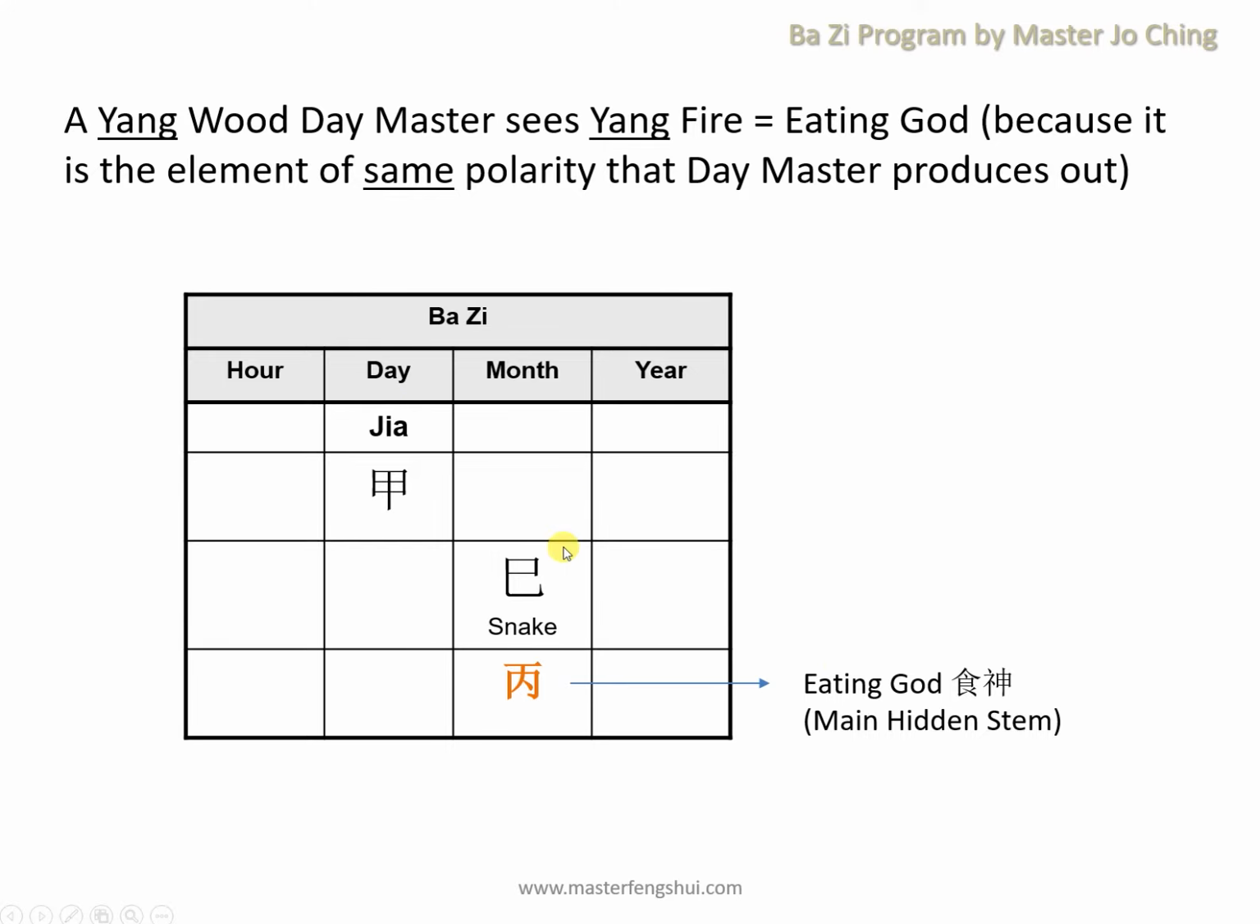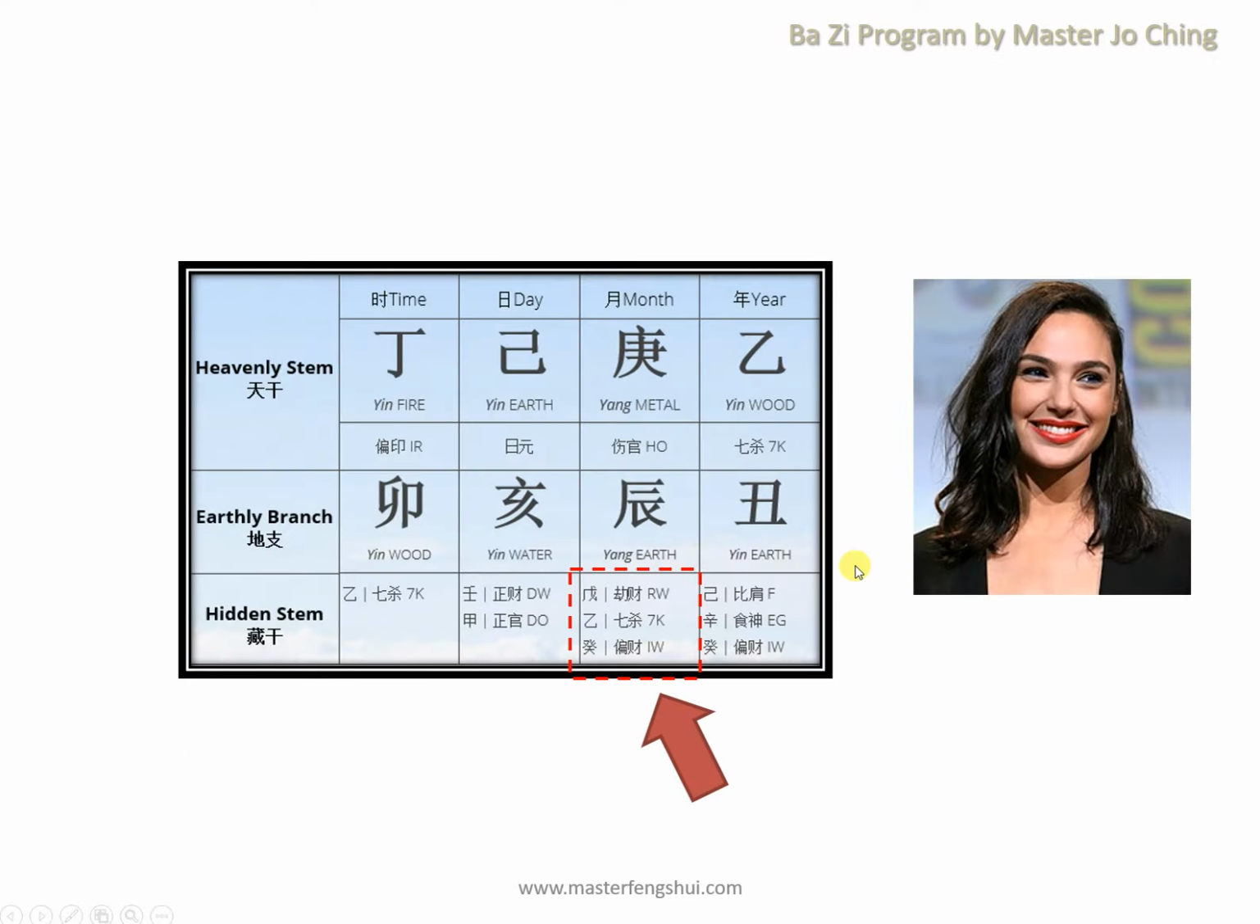So in this instance, you should label this as eating god. You should not use the branch to do the labeling. And that's a common mistake. So this is just to tell you how normally in Bazi we label the name of the 10 gods. And these are all the abbreviations, like RW is rob wealth, 7K is 7 killings, IW is indirect wealth. So these are the 10 god stars names. Please watch the video if you have not. The video will tell you how all these names are derived.